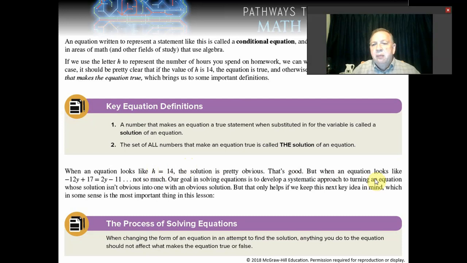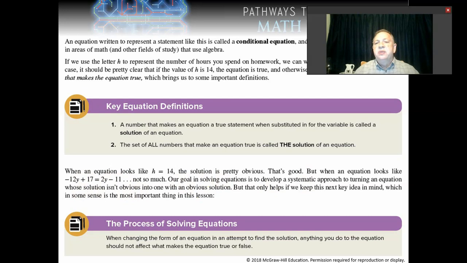But when an equation looks like something like minus 12y plus 17 is equal to 2y minus 11, it's not so clear if this is true or false. We can assert that it is true and then maybe solve this to find out what value of y makes it true. Our goal in solving equations is to develop a systematic approach to turning an equation, a statement whose solution isn't obvious, into one with an obvious solution.